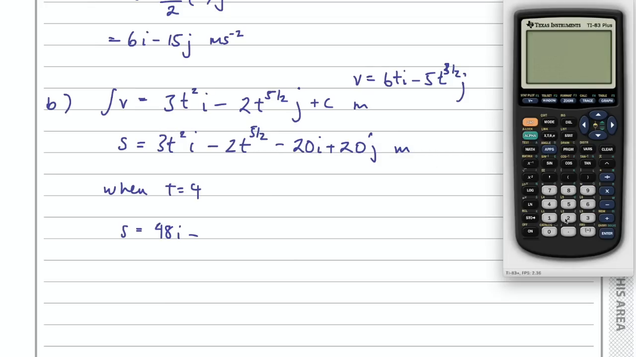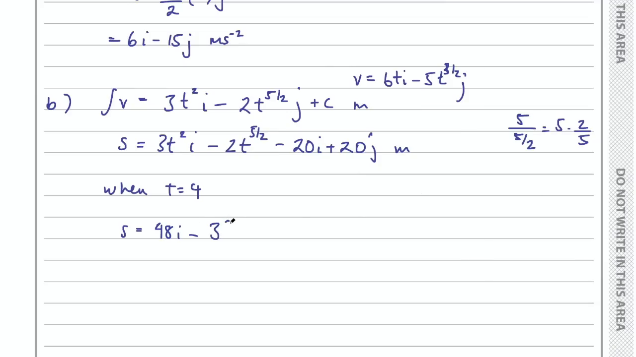Why not? So 4 to the power of 5 on 2, something like, it's like 2 to the power of 5, kind of. That's 32. So 32j. Actually, I forgot the j there. And then we have take 20i plus 20j. So 48 take 20i, that's 28i.